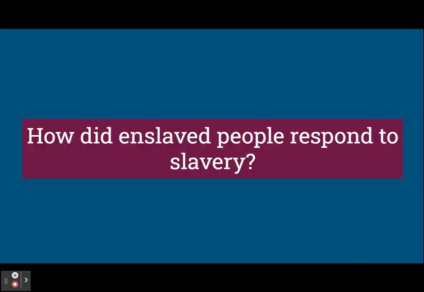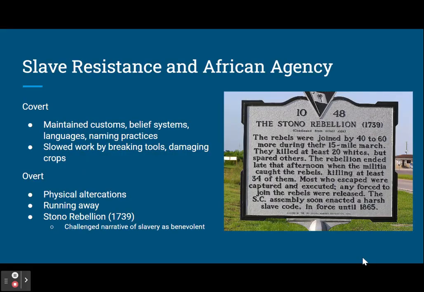So, how did enslaved people respond to slavery? Certainly there was a great deal of slave resistance. It is not as though the Africans who were enslaved simply accepted their conditions. There were a couple of different kinds of slave resistance, both covert and overt. The more covert types of resistance included maintaining customs, belief systems, languages, and naming practices from Africa. They also slowed down work by breaking tools or damaging crops. And of course, there were occasionally overt outbreaks of physical altercations, rebellions, and running away.